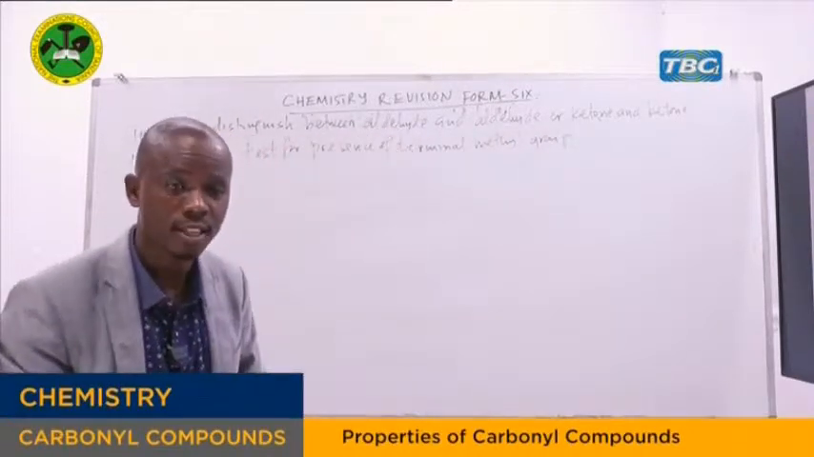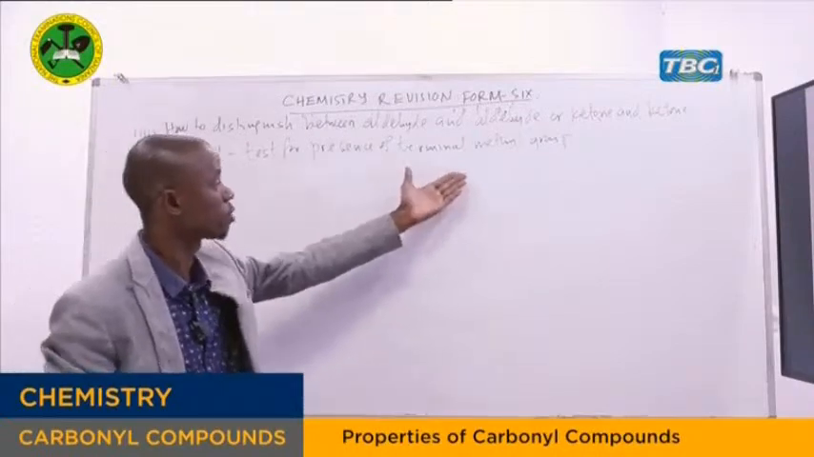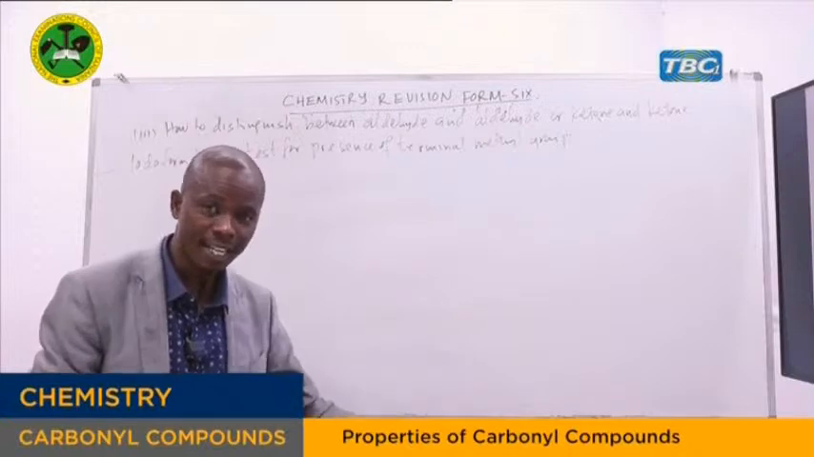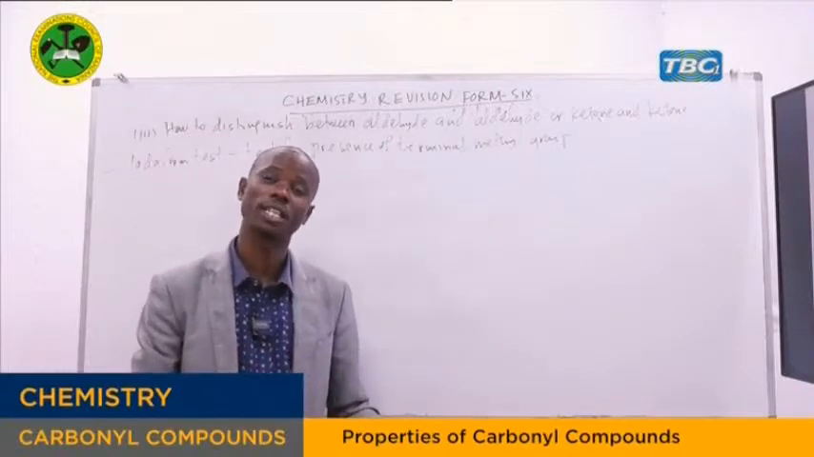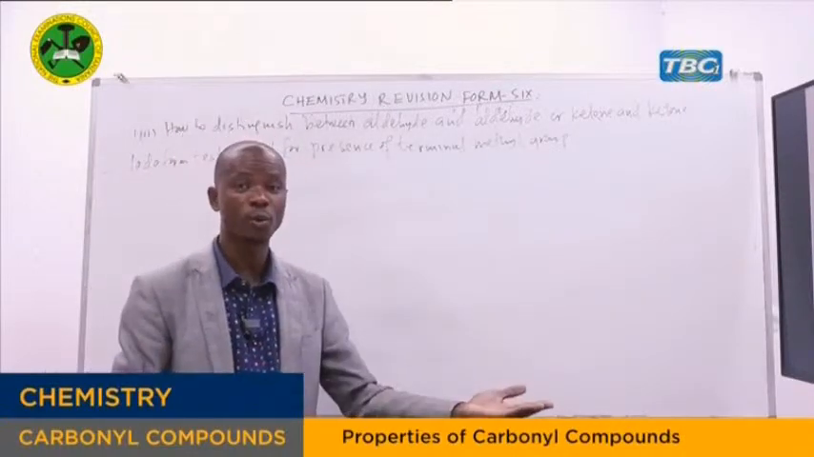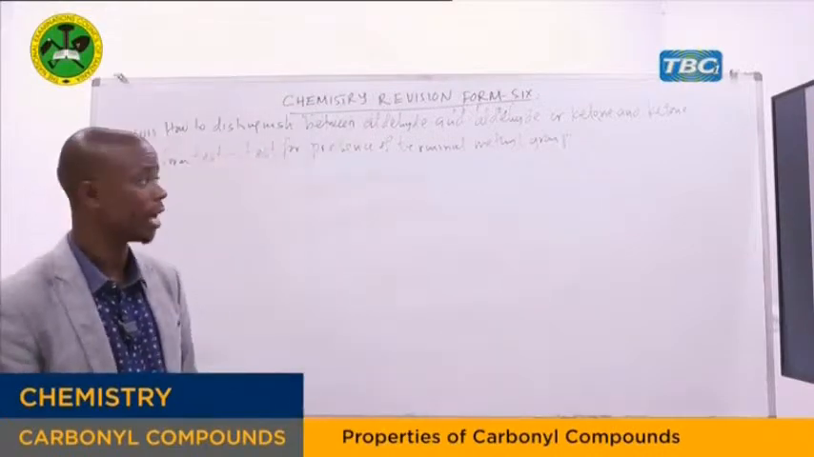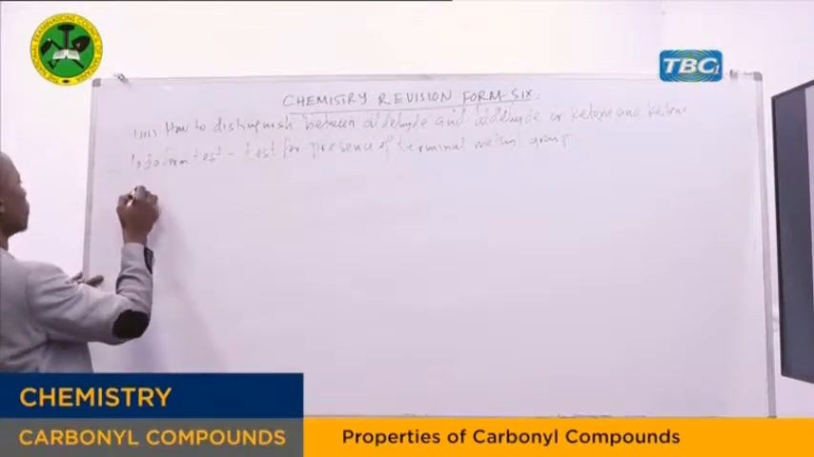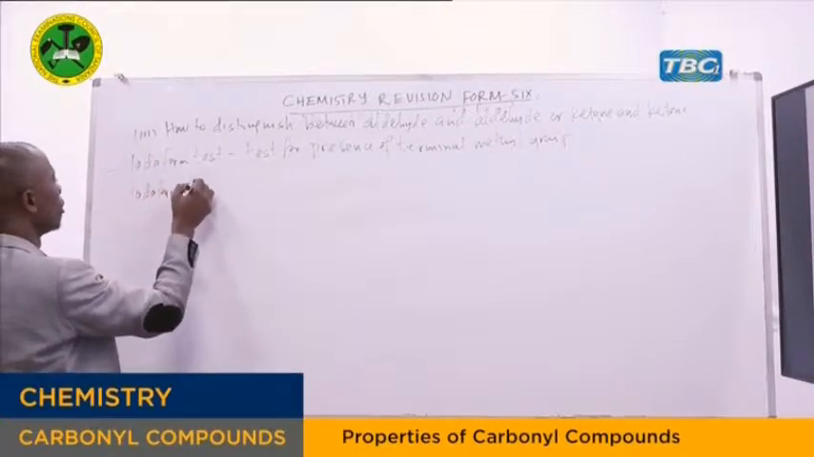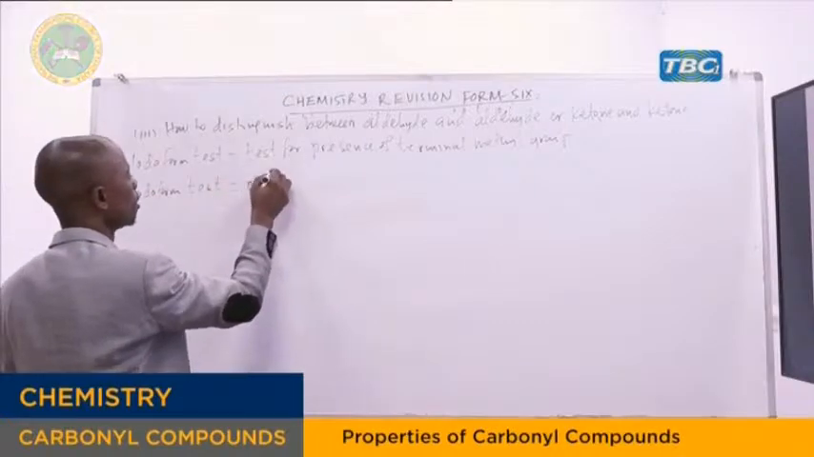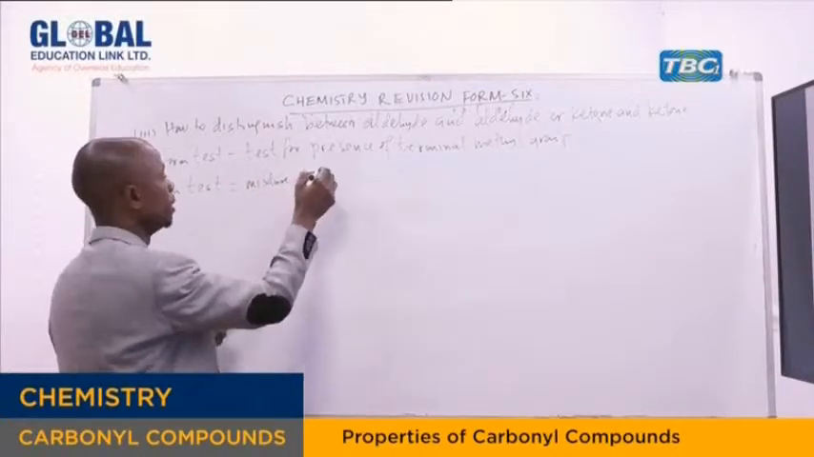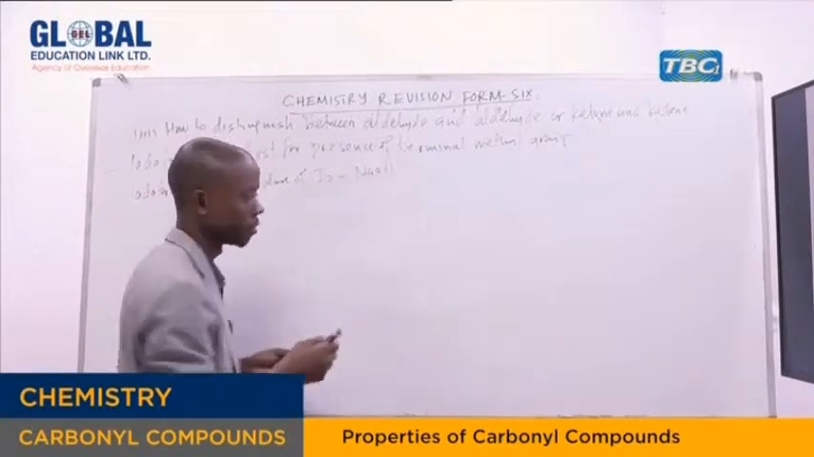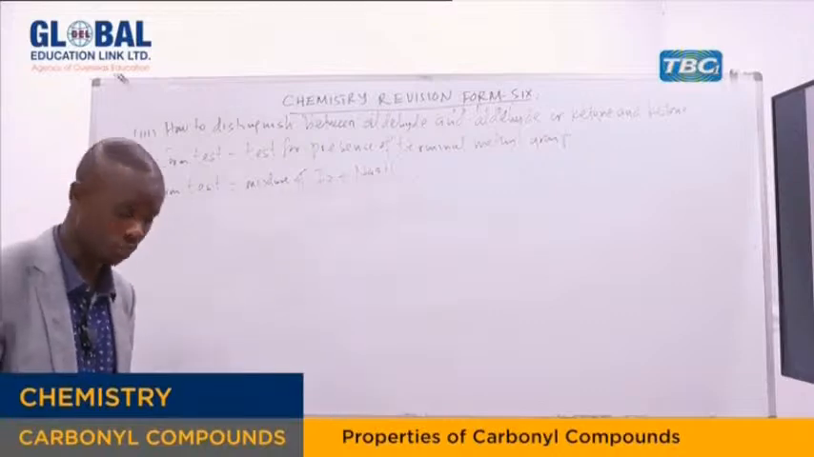The iodoform test is the chemical test which tests for the presence of a terminal methyl group. So if you are given, for example, to differentiate between alcohol and alcohol, you just look at which one contains the terminal methyl group. That one will give the positive iodoform test. And the iodoform test is the mixture of iodine and sodium hydroxide.